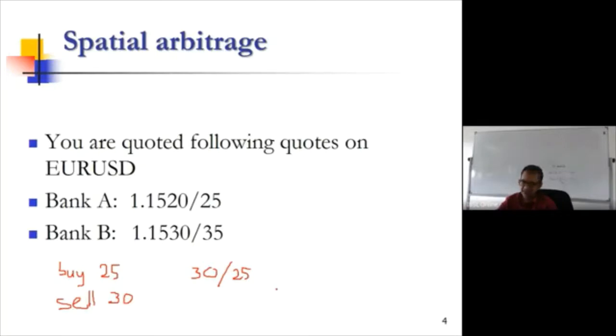Is it clear? The market for you is 30, 25, because these are the two banks quoted. The best bid is 30, best offer is 25. So this is the market. What do you do?